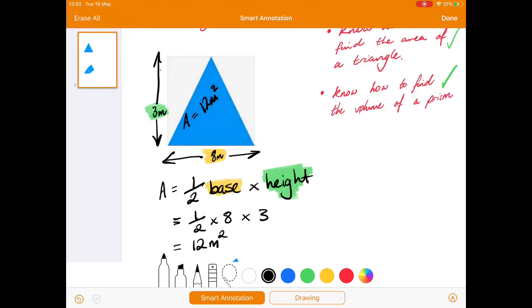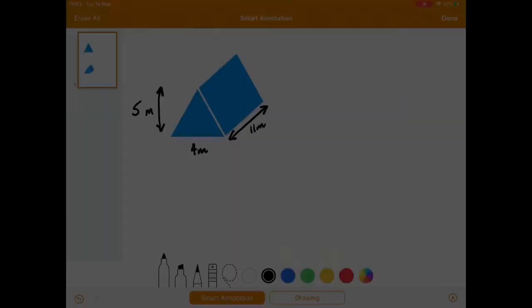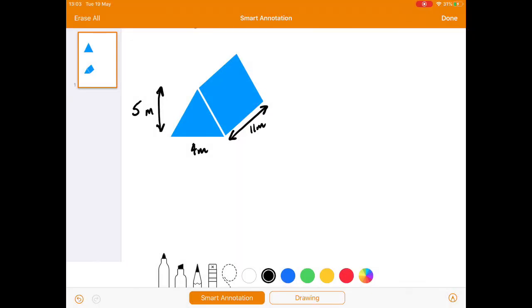Next, we're going to work out the volume of a triangular based prism. Okay, so here's our prism. So the triangular based prism. So the first task here, guys, is to work out the area of its base. So what we need to do is find out the area of that triangle. So that's our first step.